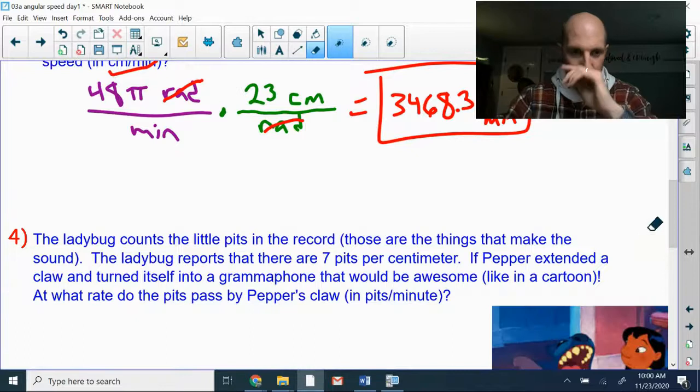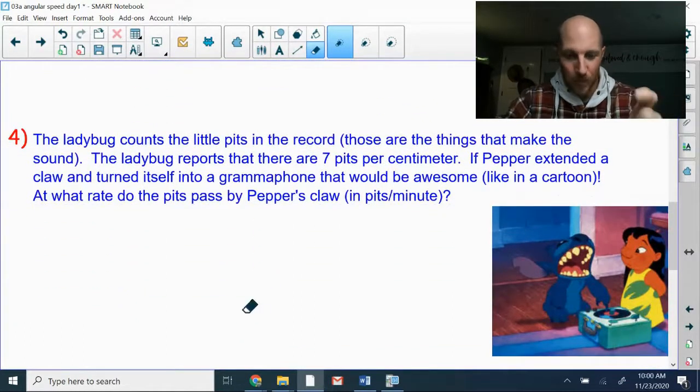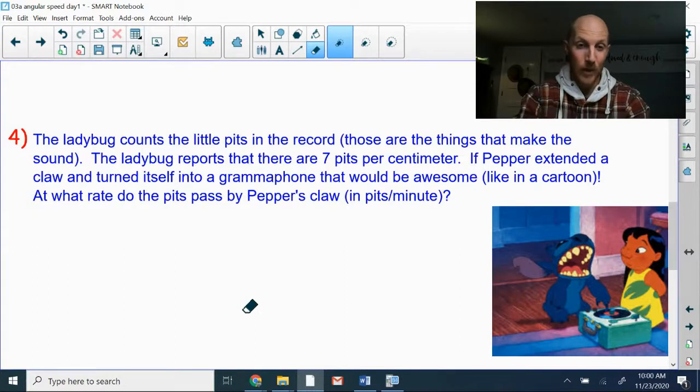Last question. Number 4. The ladybug counts the little pits in the record. There's the little bumps in a vinyl record, and the needle picks up the little bumps. Those are actually the sounds as the needle bounces up and down on those little pits in the record. That's how record players work. So the ladybug does some counting on its own. It says there's 7 pits per centimeter on the record.